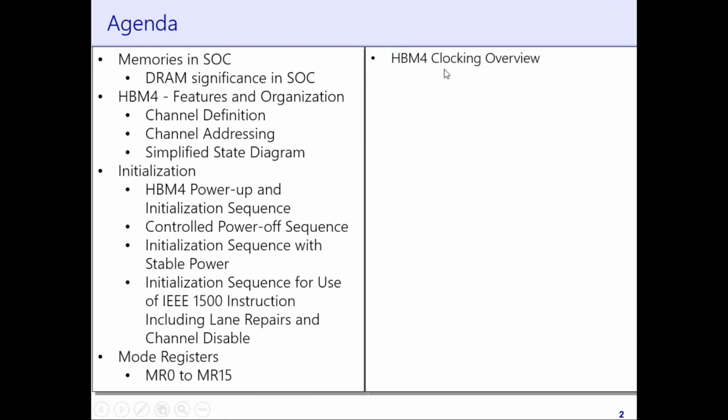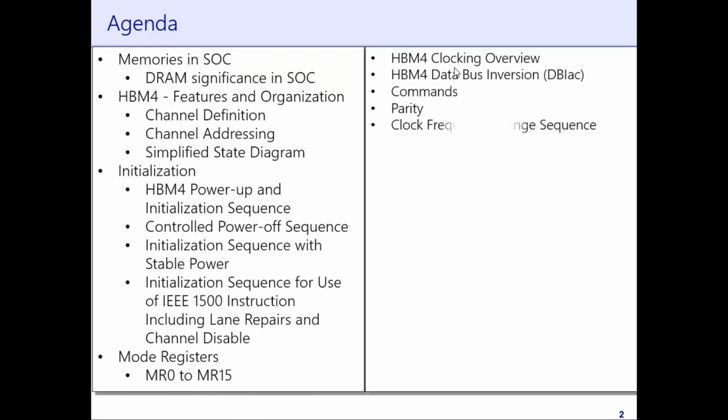We'll also talk about HBM4 clocking overview. So what are the different clocks? One is the clock that is used for driving the control and address information. The other one is used for driving and sampling of the data bus. Then we'll also talk about the HBM4 data bus inversion, the commands, the row commands, the column commands.